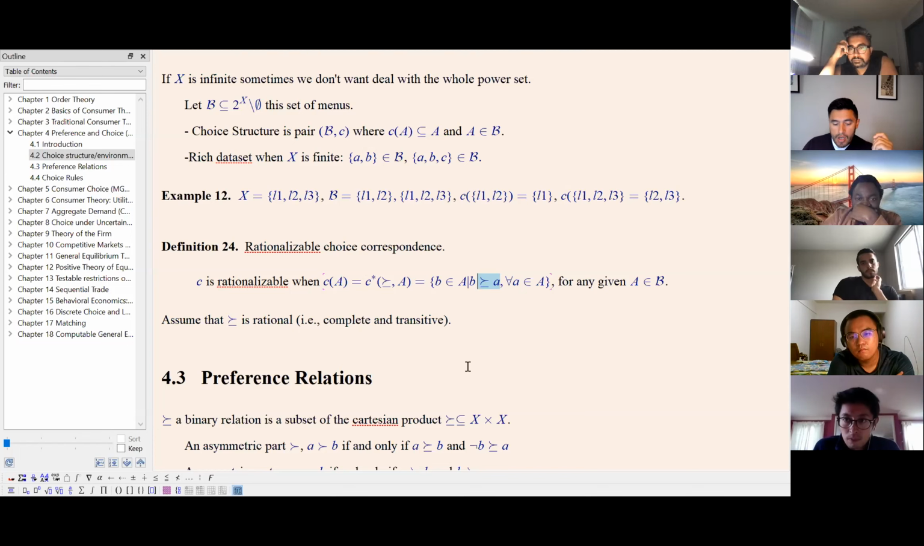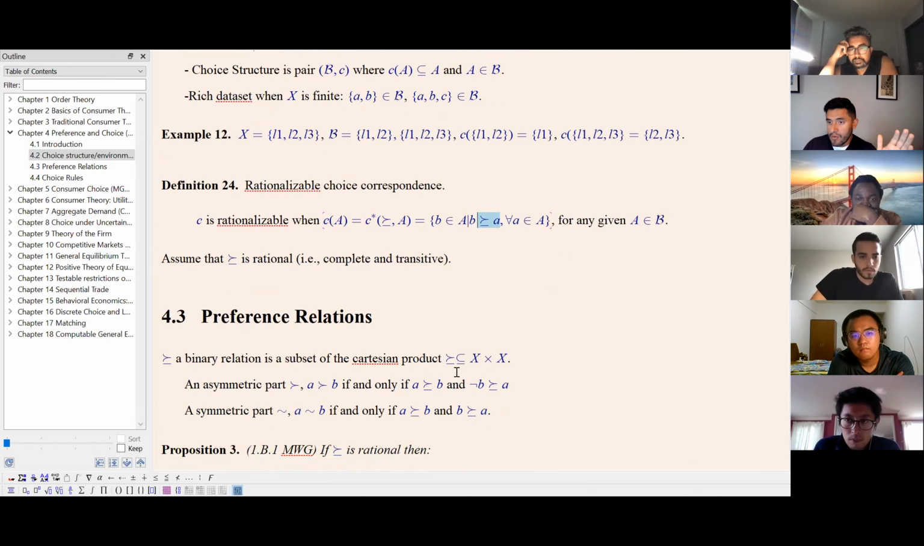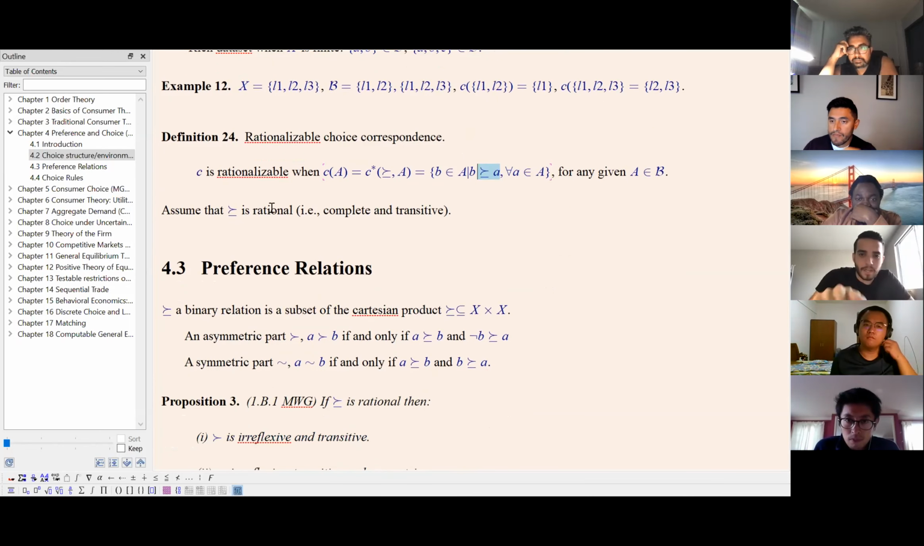Okay, so now everyone got it? Everyone's fine? Okay, so remember. Can you just clarify once again what the meaning of the C star notation here is?